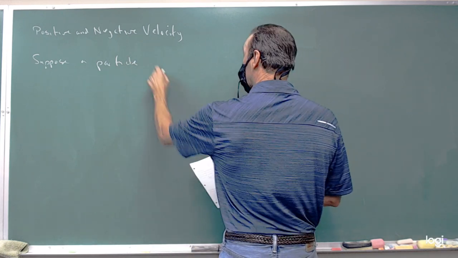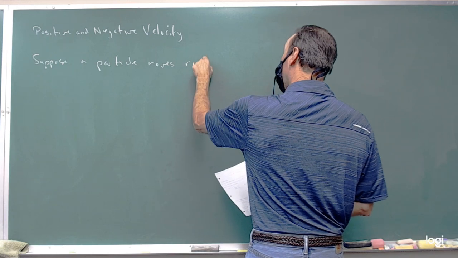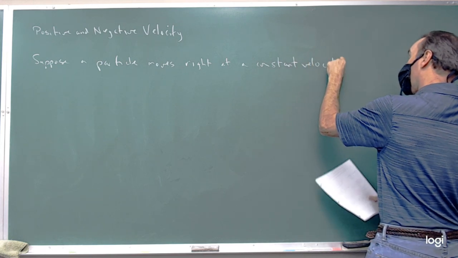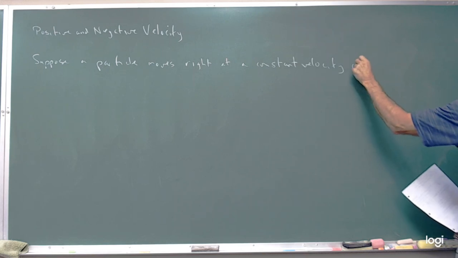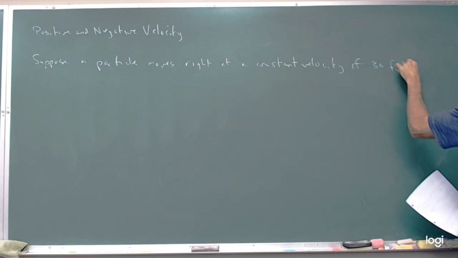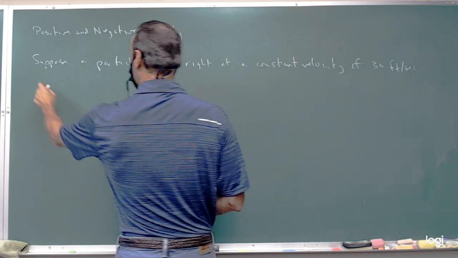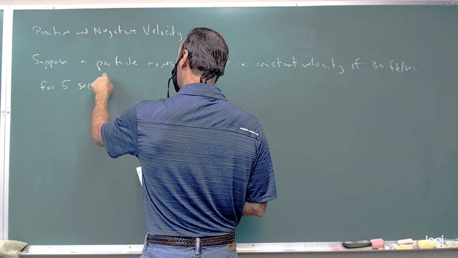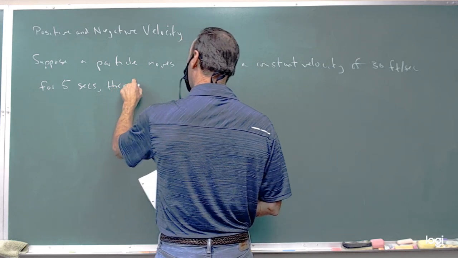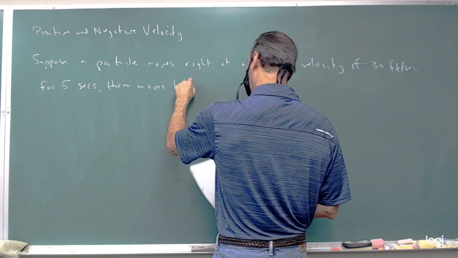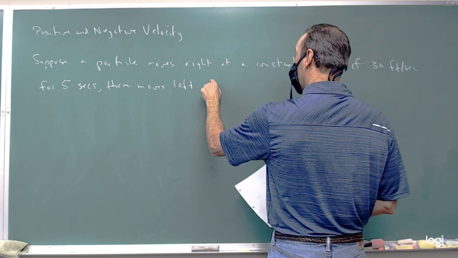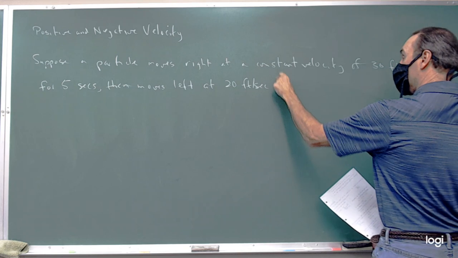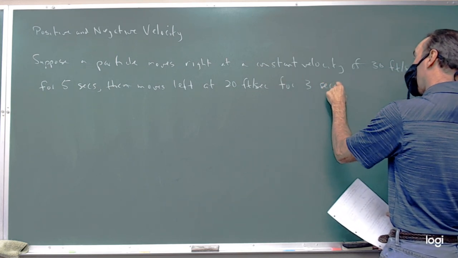So suppose a particle moves right at a constant velocity of 30 feet per second for 5 seconds, then moves left at 20 feet per second for 3 seconds. So we're going to draw a graph of this.